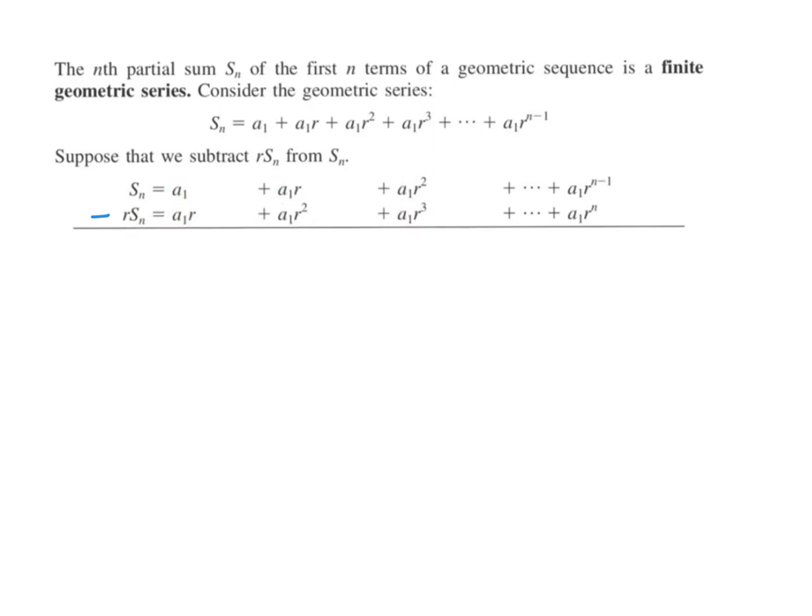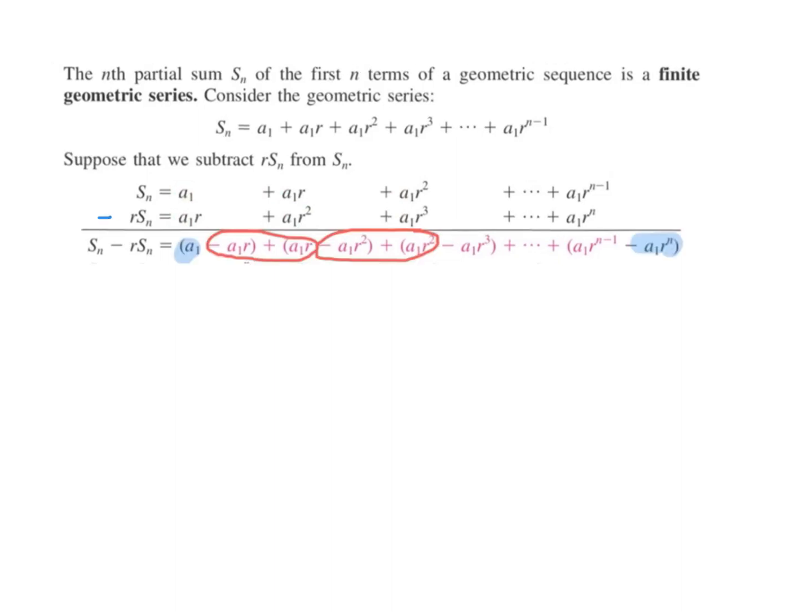So this is what it looks like all written out. So this is s sub n minus r s sub n. This one here is a sub 1 minus a sub 1 r. Again, you don't need to know this. I'm just showing you where this formula comes from. And then what we can do is we can do a little factoring. All right. And then there's some canceling that's going to go on.